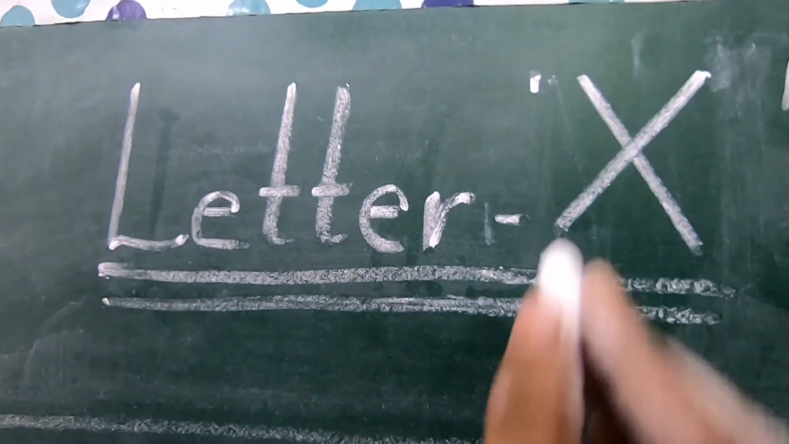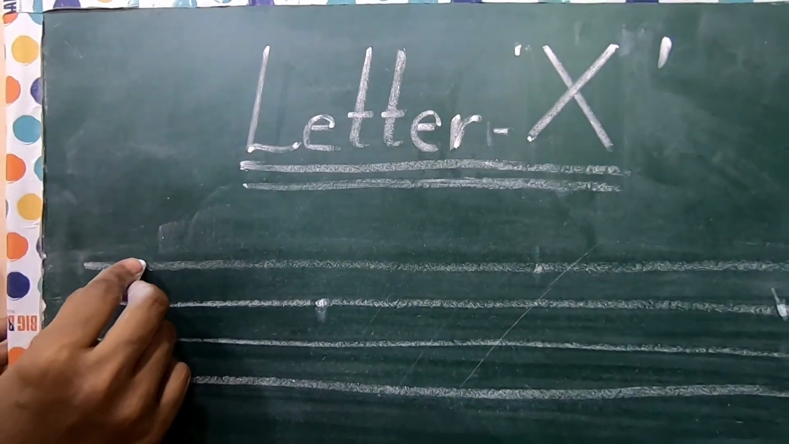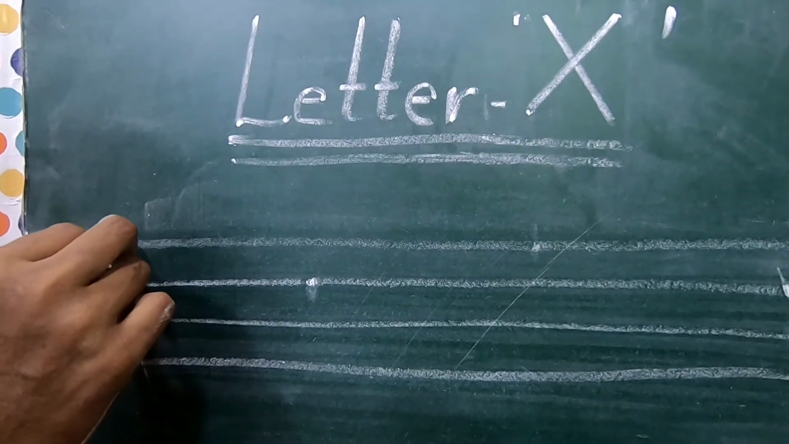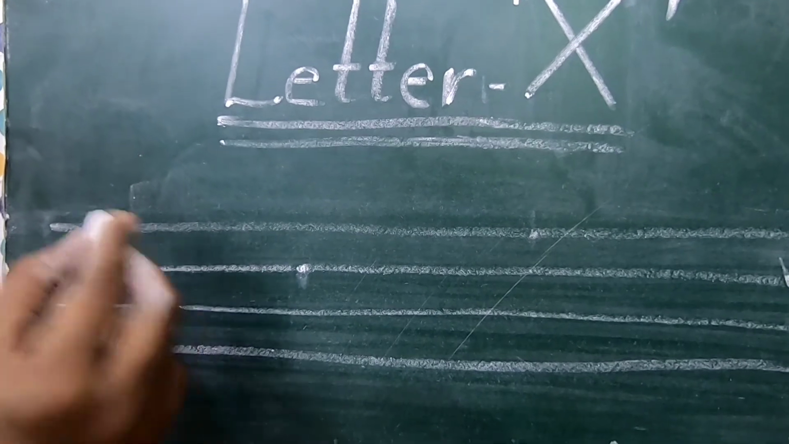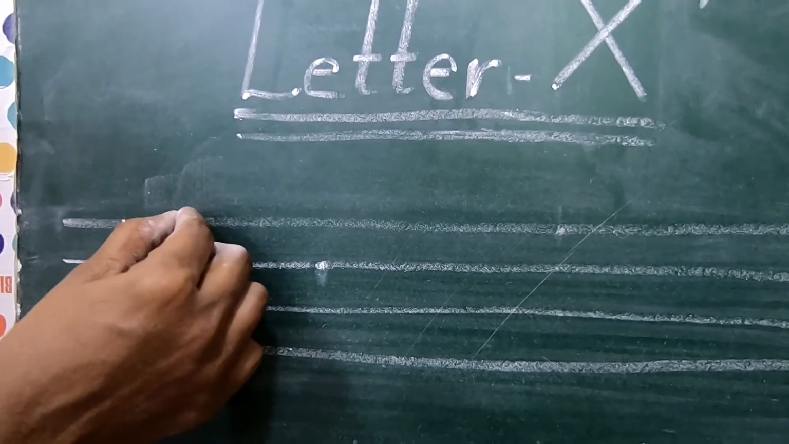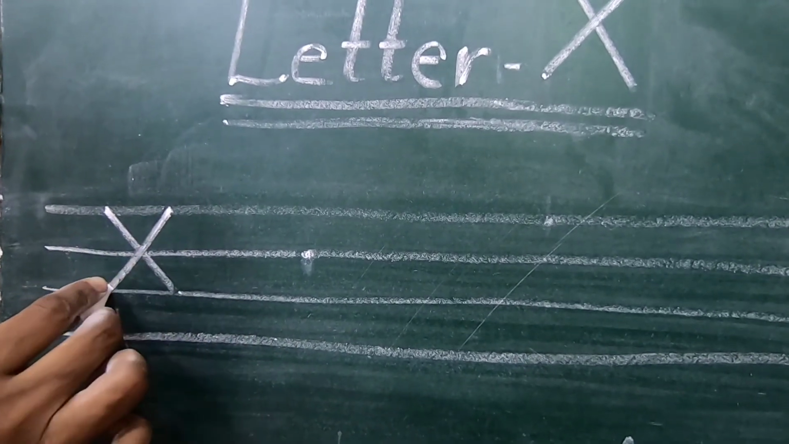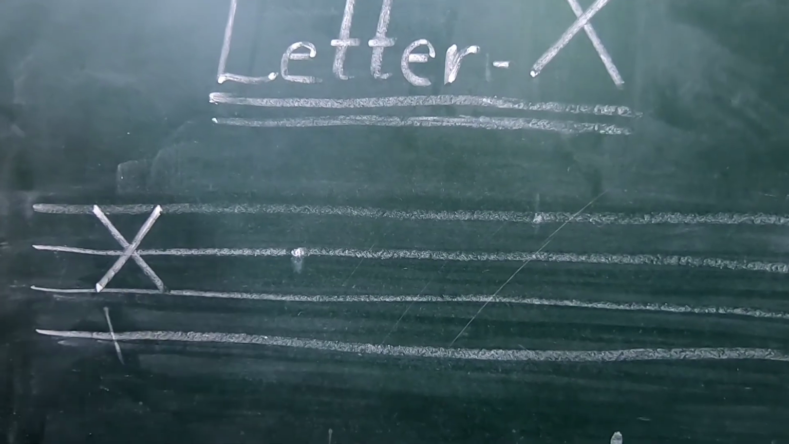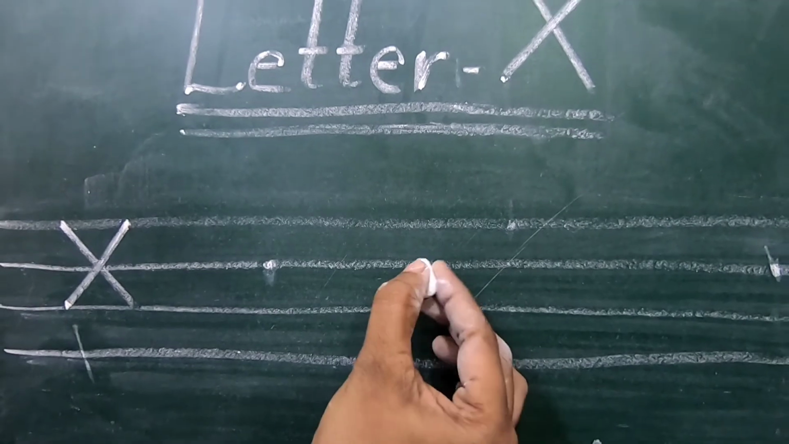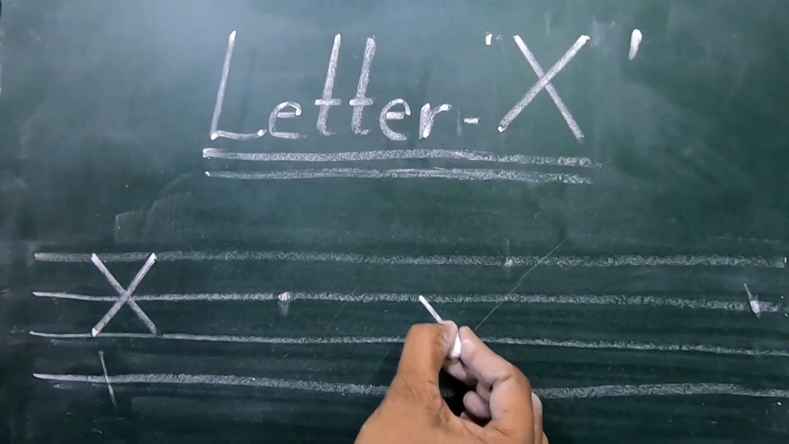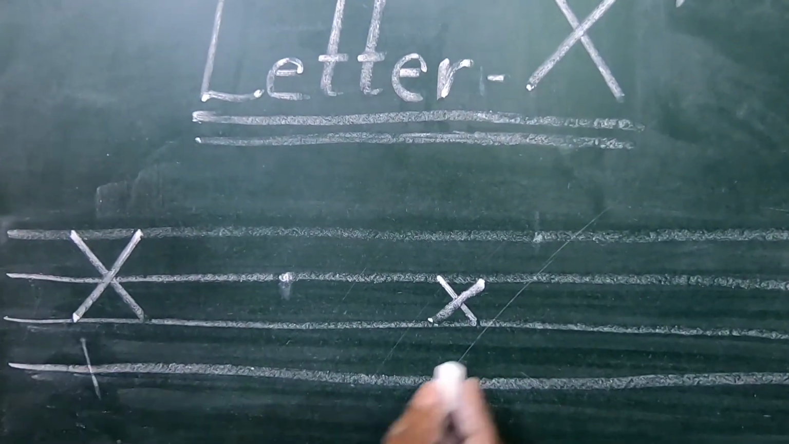Next letter is X. Let's practice capital X. Yes, we have to start from this front line. We will make a slanting line up to the base line like this. Now, from here I will make another slanting line up to the base line. We have to cross these two slanting lines, and this is capital X. Now we will make small x between baseline and waistline. Just make a cross between these two lines. This is small x, capital X, small x.